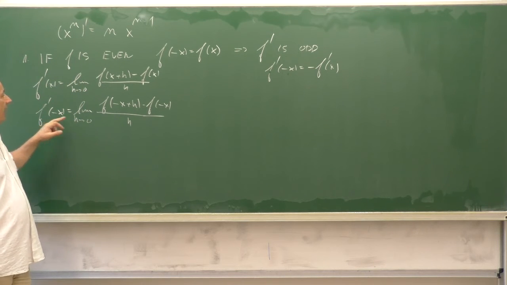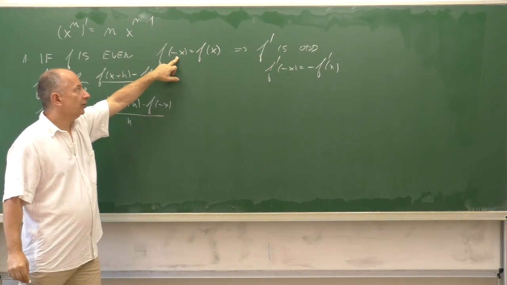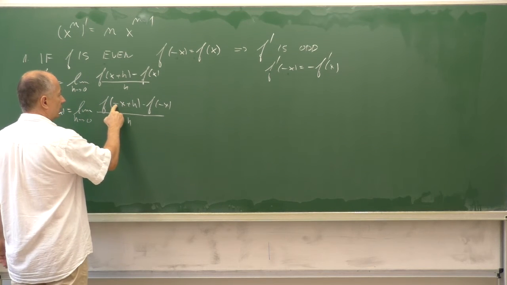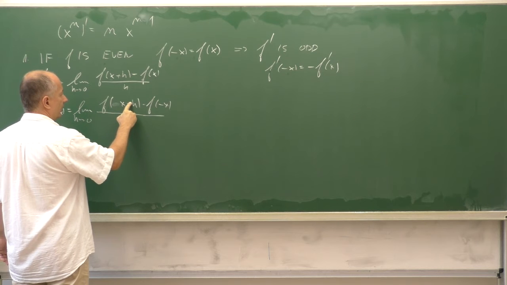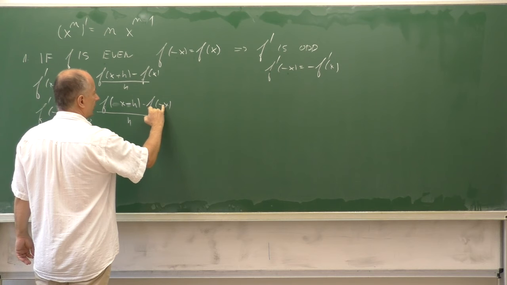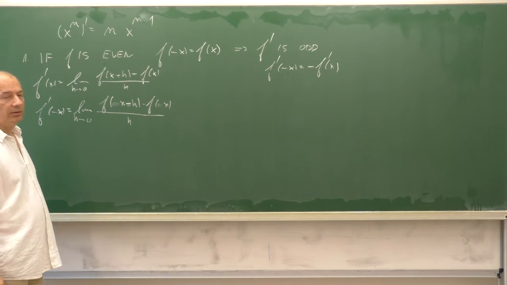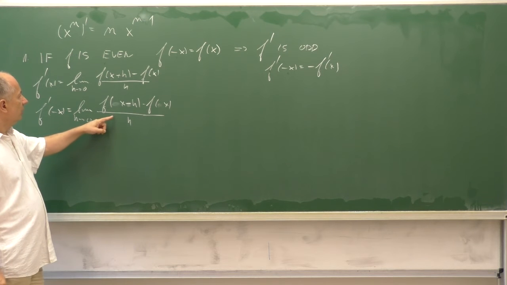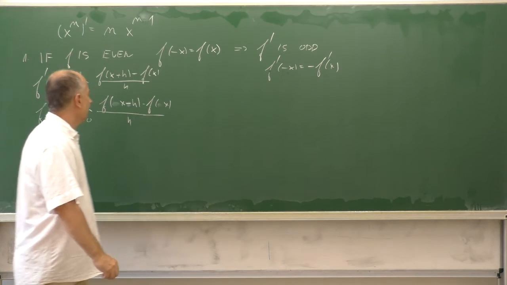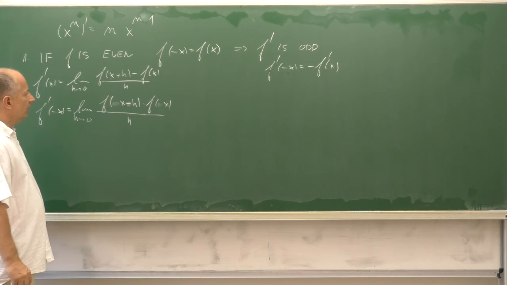Now, we make use of the fact that the function f itself is even. That means we can change the sign of the argument and the result is the same. So we can change this minus to plus, and we can change this plus to minus, and we can change this minus to plus. And we have the same result. And we want to compare this with minus the derivative. It's similar to the derivative, and we want a minus here.